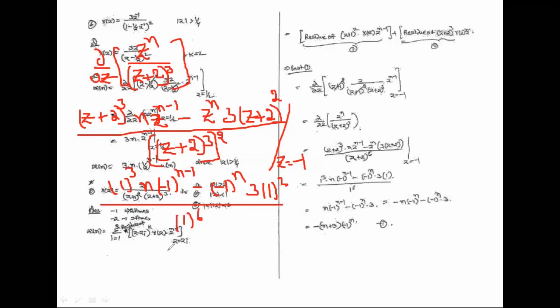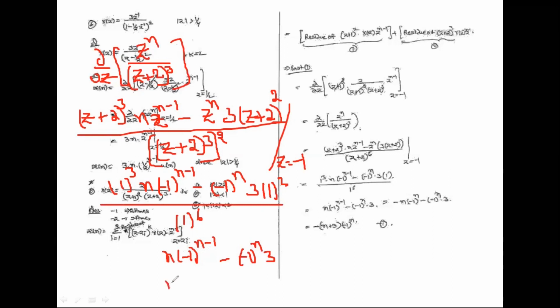What is remaining here? n into (minus 1) whole power n minus 1, minus (minus 1) whole power n into 3. 1 power 6, anything is 1 only. But it matters, friends.